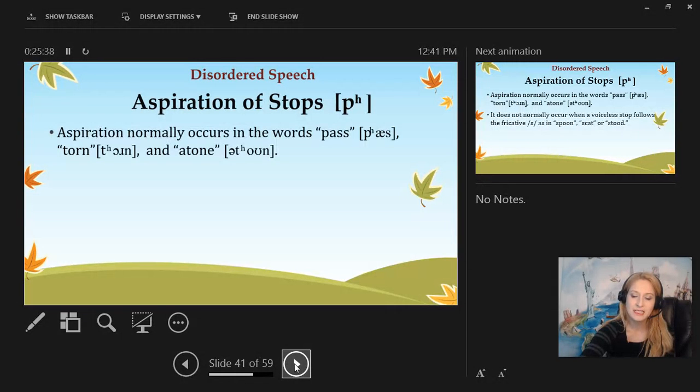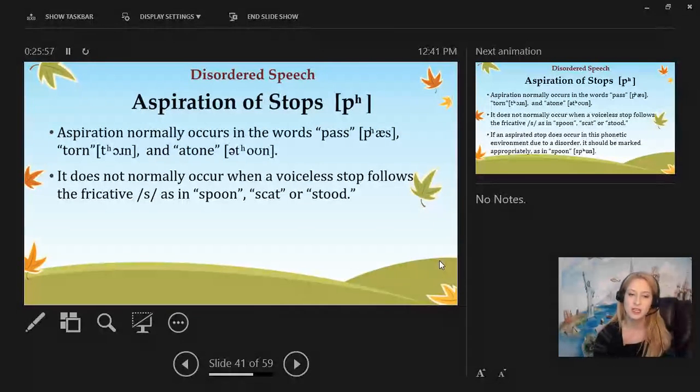Next, we have the aspiration of stops, which is denoted with the little h up at the top. Aspiration normally occurs in the words pass, torn, and atone. You can hear the aspiration in those words. It does not normally occur when a voiceless stop follows the fricative s, as in spoon, scat, or stood.